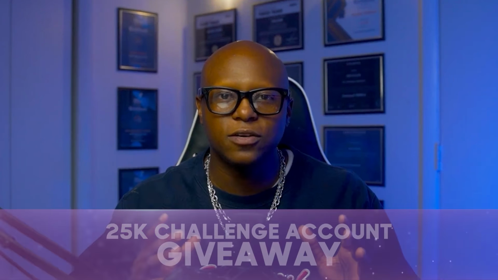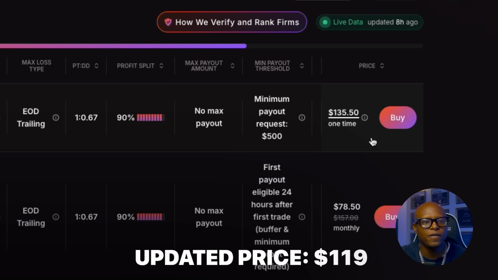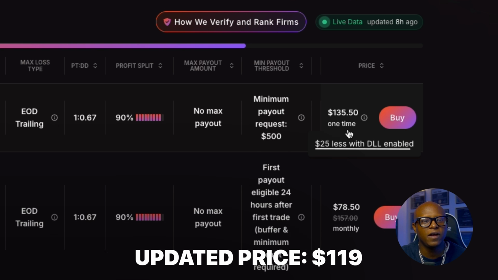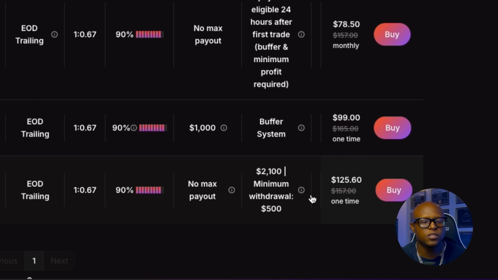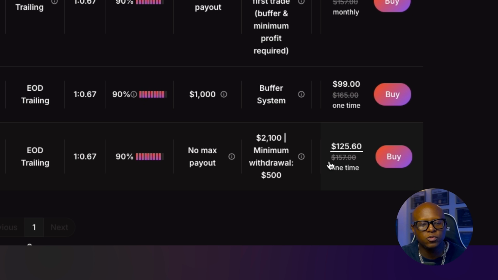Let's take a look at how these challenges compare to each other, starting with the price. The Lucid Trading account comes in at $135, but you can get $25 less with the daily loss limit enabled. The new MyFunded Futures End of Day account comes in at $125.60 if you use our code.